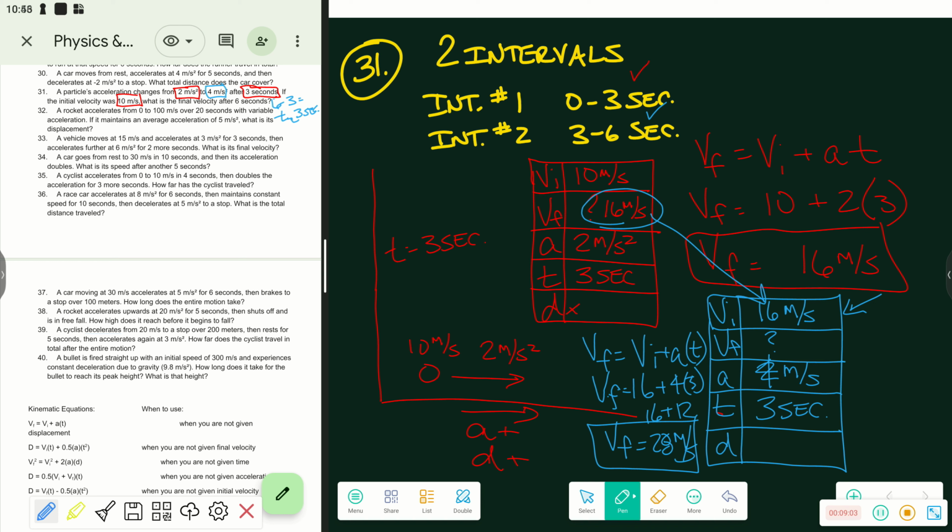You've taken the final speed of interval 1, and it becomes the initial speed in interval 2. So therefore you don't add them together, when it comes to the speed part. When we get into a couple of the other questions where you have to figure out the distance, then you do have to add the distances together. Okay, does that make sense? All right. So 32 is a perfect one.